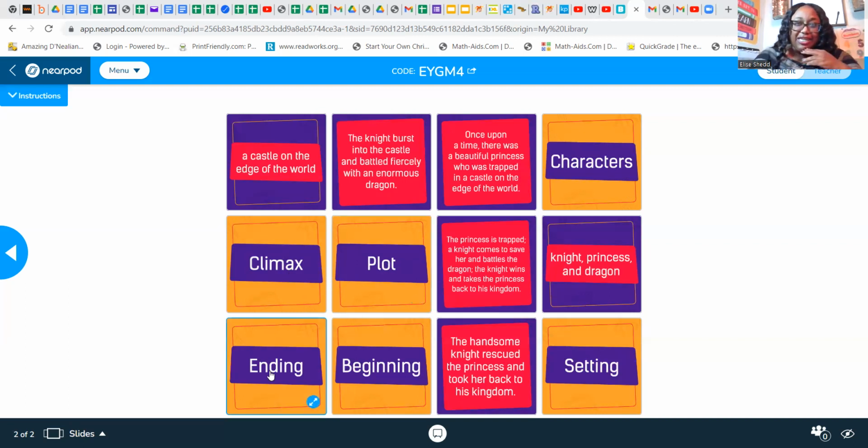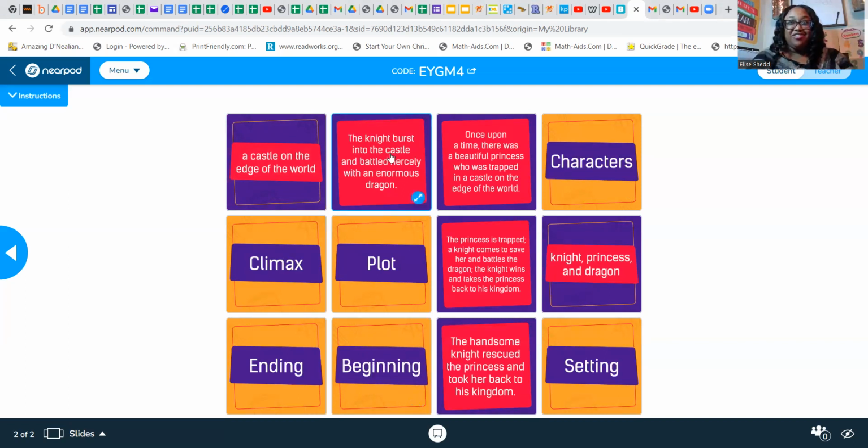Let's try another one. Ending. Is that the end of the story? A castle on the edge of the world? How about the beginning? If you remember, the beginning tells us the setting, who is in the story, the characters, and the problem. So, beginning is castle. What is a castle? Is that a character? Is that a setting? Is that what's going to happen? Yes, it's the beginning. So, we're going to match up Castle on the Edge of the World with the beginning of a story. Yes, it's talking about the setting, which is a castle, right?